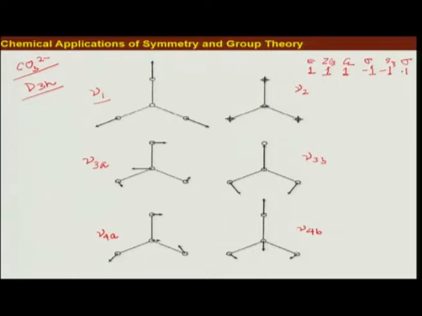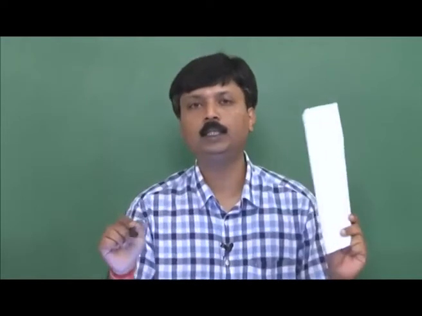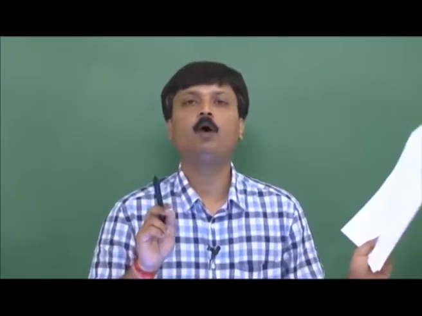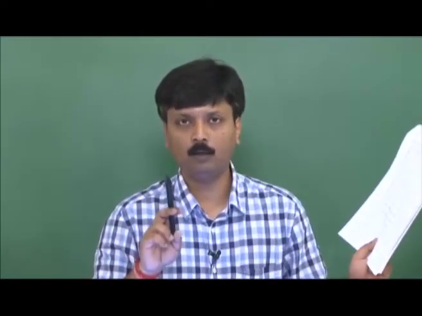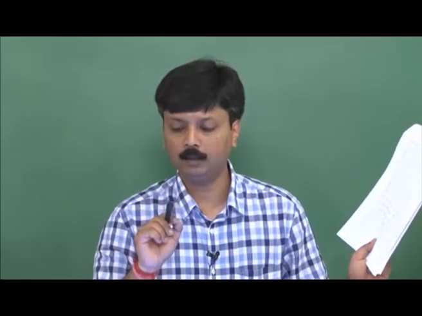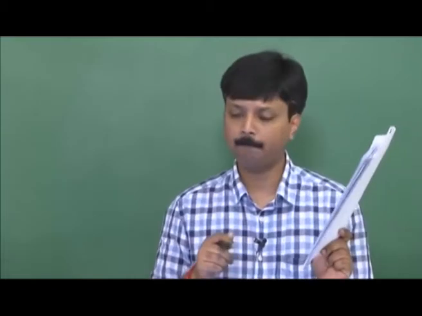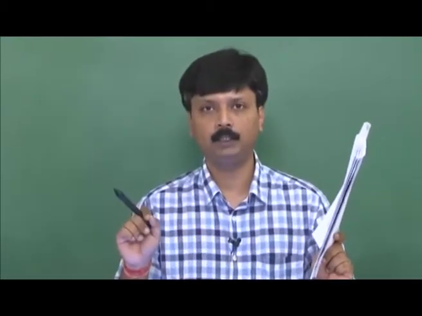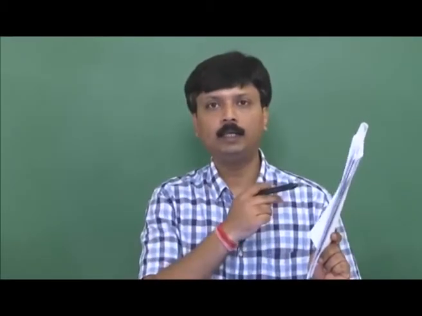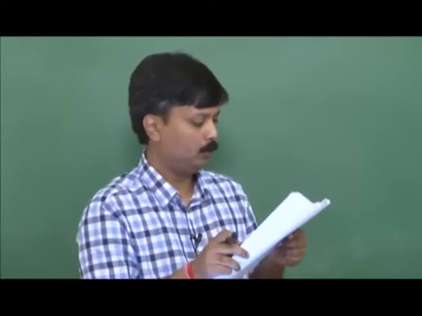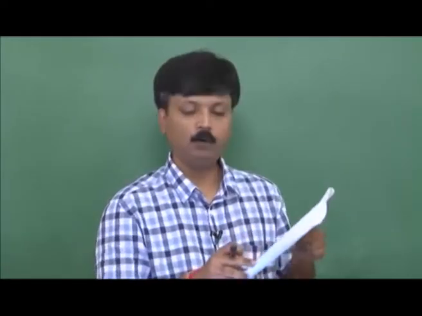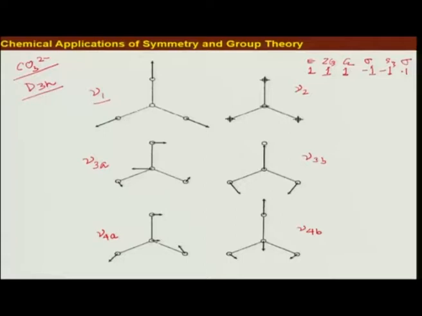Now if I compare this particular irreducible representation, because here the representation gives me only one matrix element, it is a one-dimensional representation, and therefore I can just quickly check in the character table and find out which irreducible representation this one is.